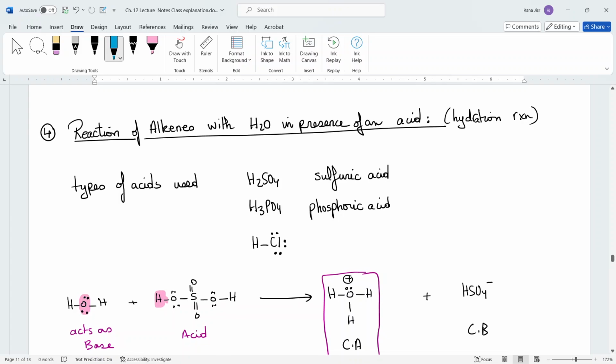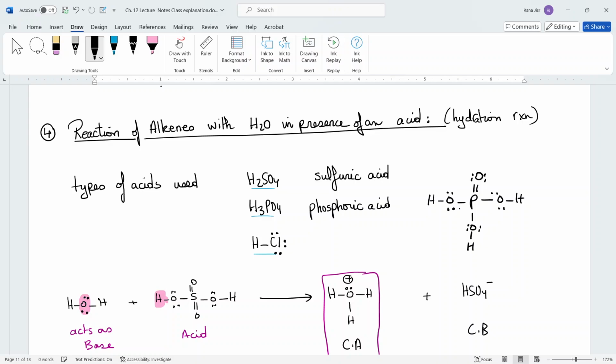Another reaction for the alkene is the reaction of water in the presence of an acid. We call this hydration. This means that you're adding water. The types of acid that we are using are sulfuric, phosphoric, and HCl, which is hydrochloric acid. This is the Lewis structure for the sulfuric acid. And the phosphoric acid has this structure over here. So you have an O, a hydrogen, and an O, and another hydrogen. That is the structure of the phosphoric acid.